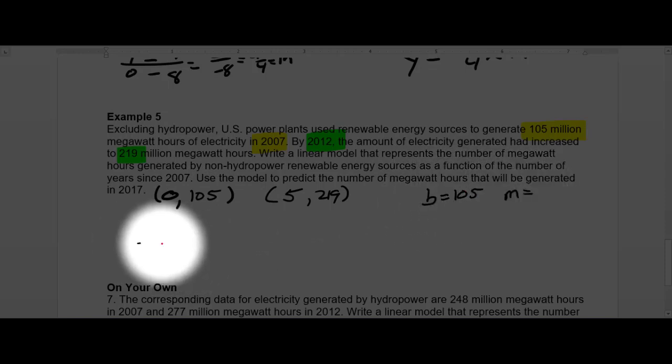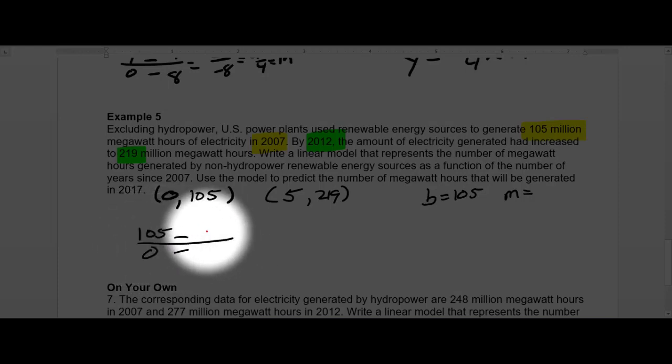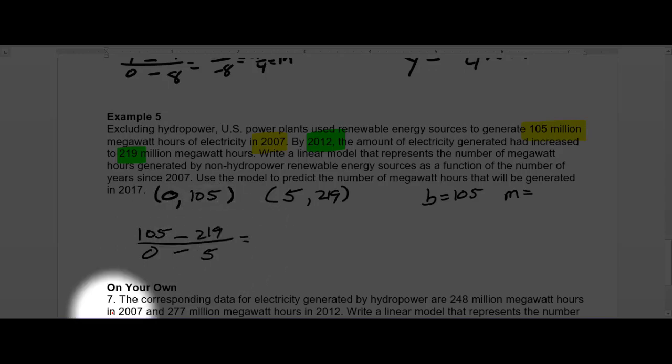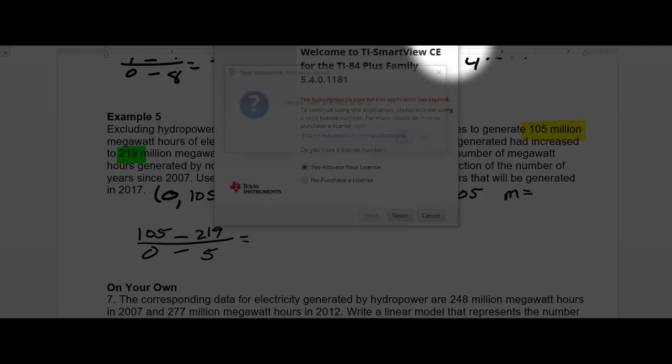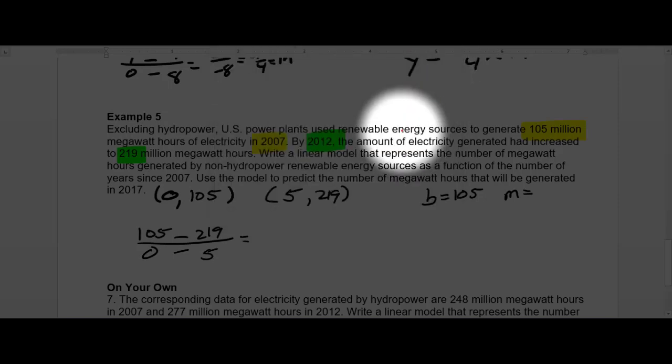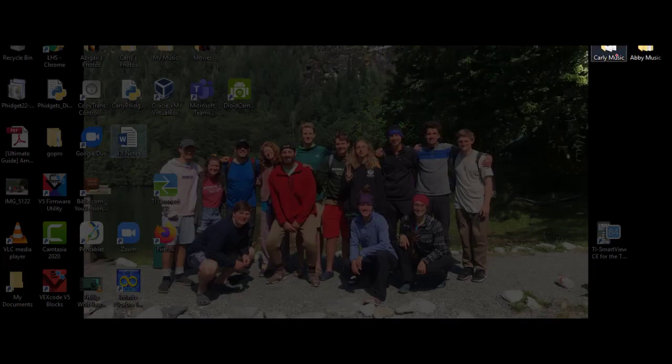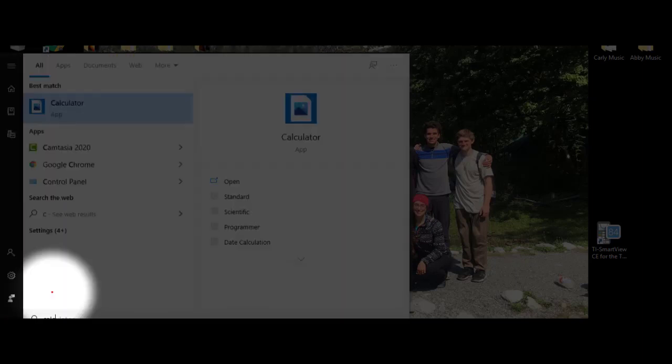So let's go ahead and do fraction bar, two subtraction signs, the y value of 105 on top, 0 on bottom, and then 219 on top, 5 on bottom. And I'm going to have to open up my handy dandy calculator here. So give me a second. I bet this is not going to work because I think it's old, and oh yeah, it is outdated. So do I want to quit? Yes. We're just going to go good old-fashioned calculator here.